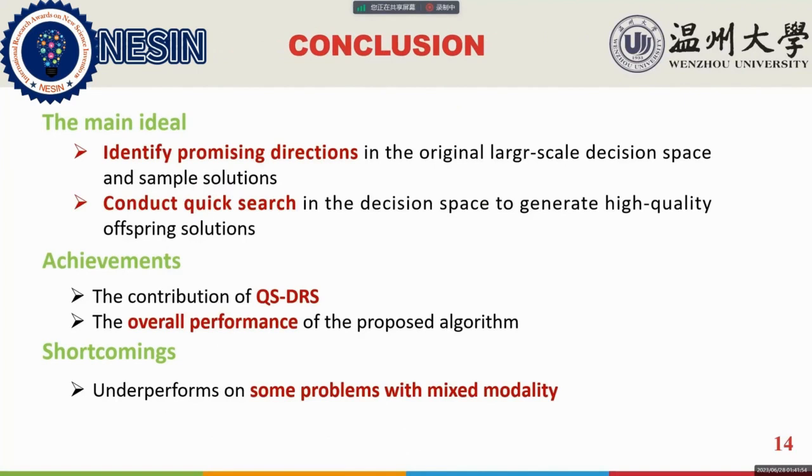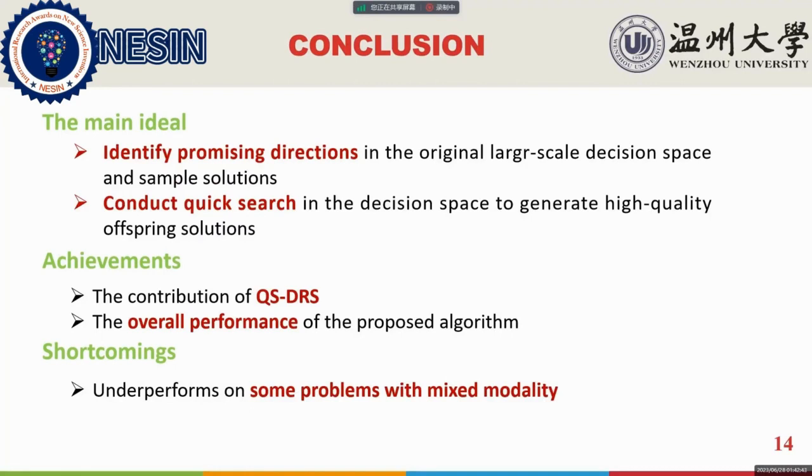Finally, I will make a small summary of this presentation. The main idea of this algorithm is to reduce the search space by identifying promising sampling directions in the decision space and obtaining a set of high-quality sampled solutions. Subsequently, with the aid of the sampled solutions, further exploration is conducted in the decision space to generate offspring solutions, guiding the population towards a more convergent direction. The performance of our algorithm has been shown by the comprehensive comparison experiments with the 6 state-of-the-art LSMOEAs. The result illustrates that our algorithm has an excellent performance in convergence and distribution.